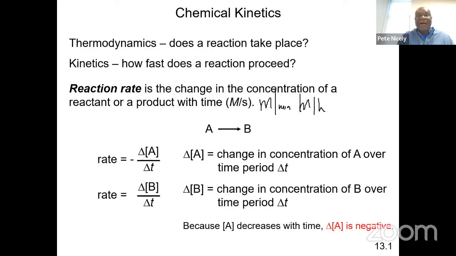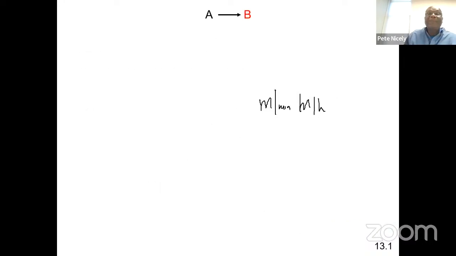All right. So this is just reiterating what I said earlier, because the concentration of A decreases with time, the change in concentration of A is negative. And that's the reason why we put a negative sign here in order to express the rate. Okay. Let me get rid of this right here.